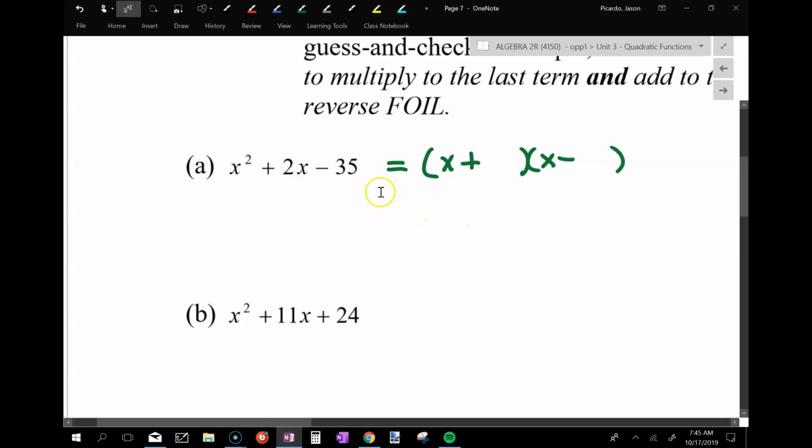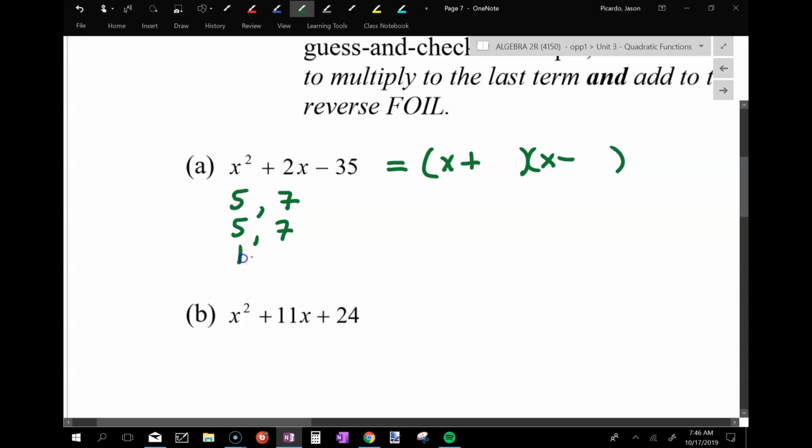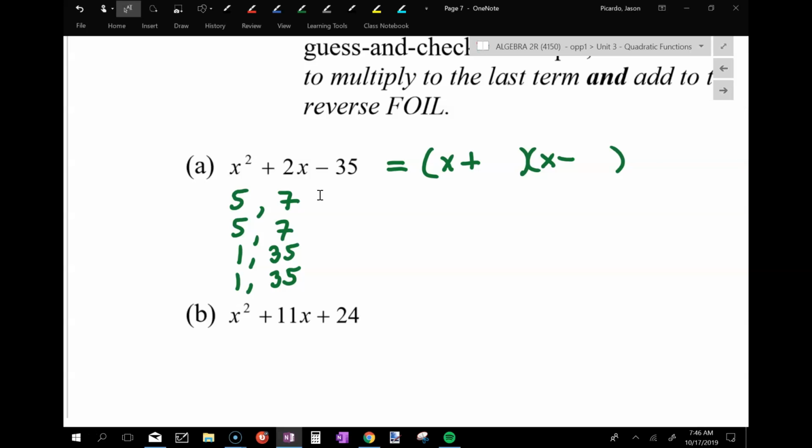All right, so here's what I got to do now. Tell me all the different ways that I can multiply numbers and get 35. All the ways. 5 times 7. Now, for right now, guys, what I'm going to do is write these down twice, and I'll show you why in a minute, okay? What's another way? 1 times 35, of course. Now, again, I'm not going to put signs on these yet, okay?